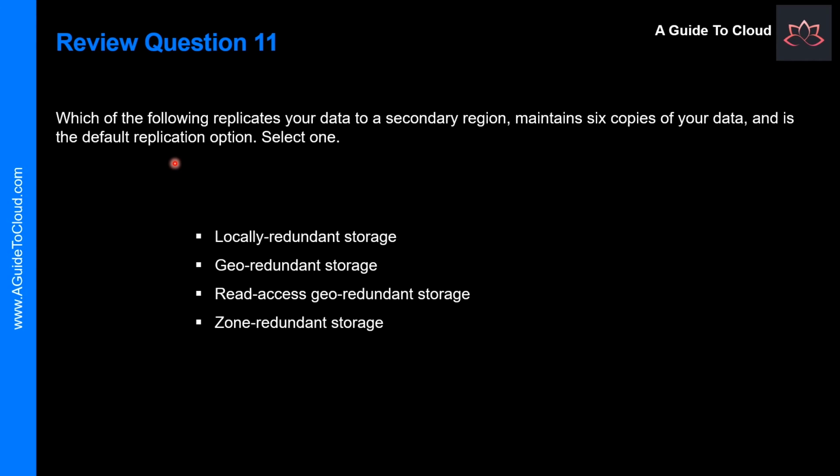All right, let's look at question number 11. Which of the following replicates your data to a secondary region, maintains 6 copies of your data, and is a default replication option? So we learned about this when we talked about different types of replication available in the storage account. So the correct answer is read access geo-redundant storage, and RA-GRS is the default replication option.